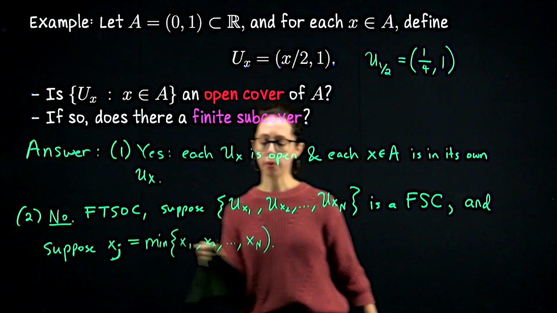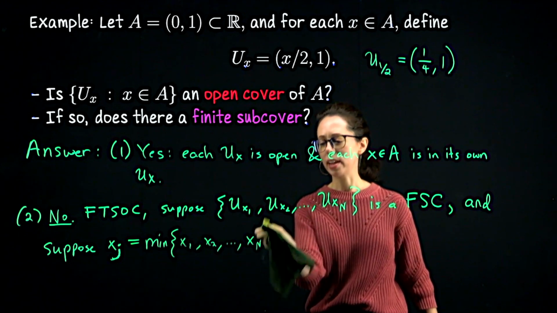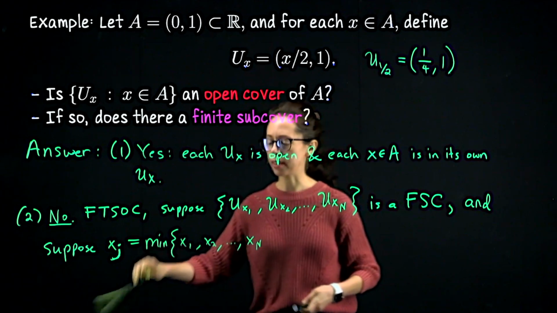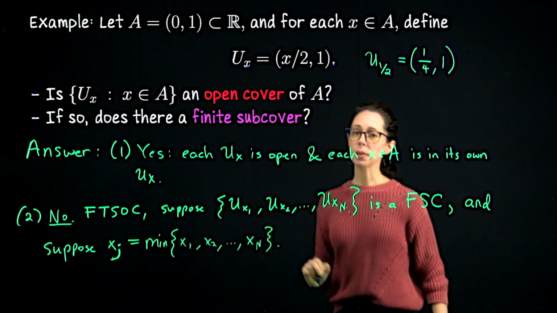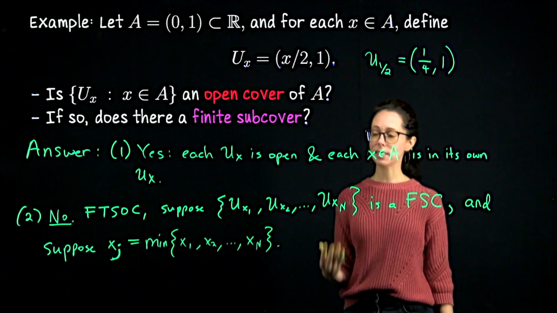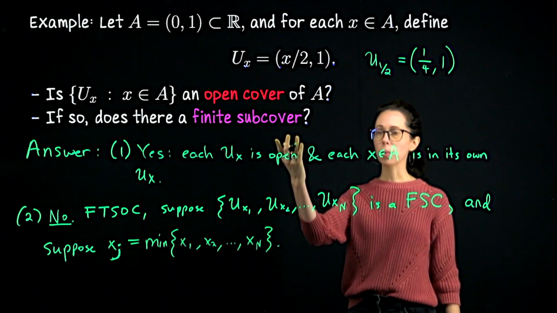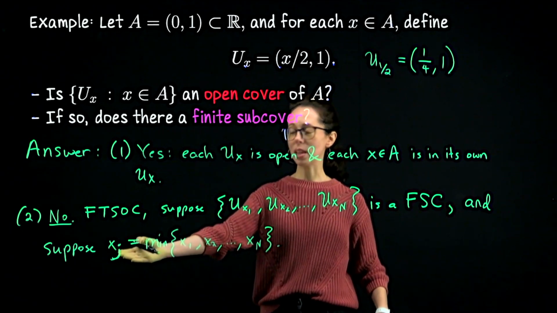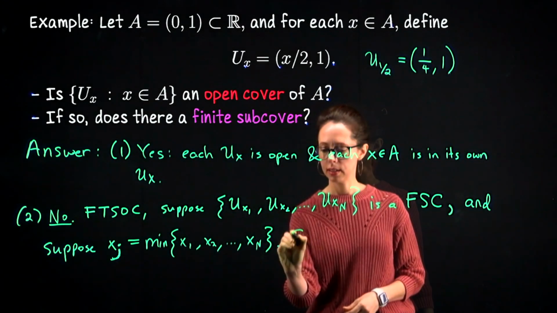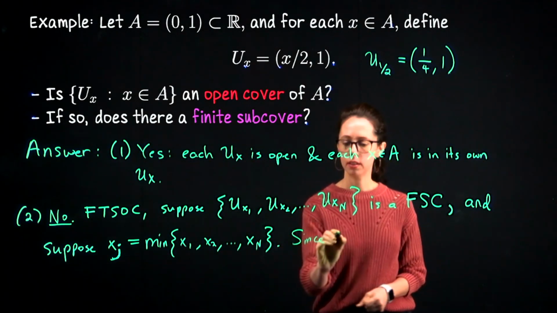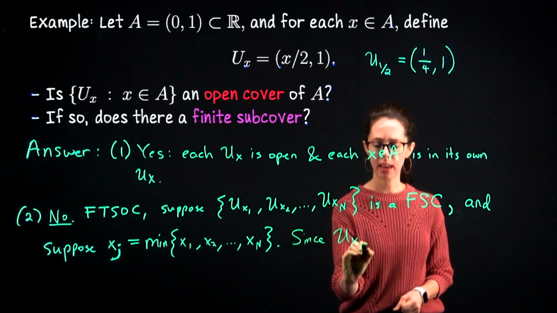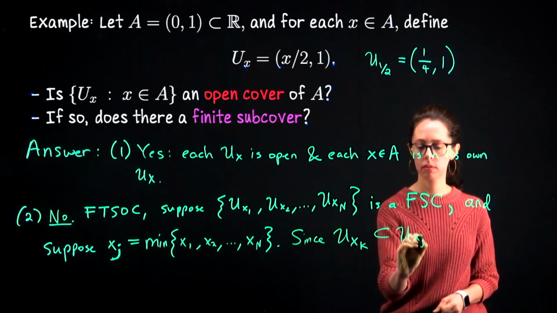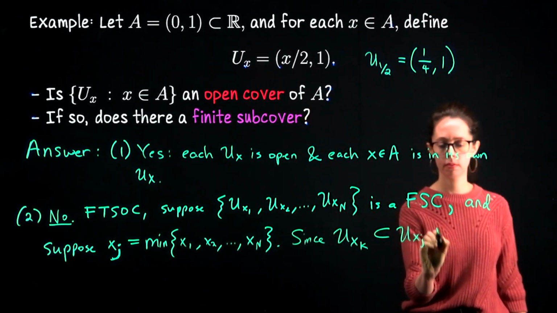We do not always know what a finite subcover would actually look like. We might not have a kind of recipe for how to design this open cover. But in this particular example, I have a formula for these sets. And through examining this formula, I can tell you that the union of this finite collection of open sets is going to be the same as just u sub xj, since u sub xk is a subset of u sub xj for all of the other anchor points.